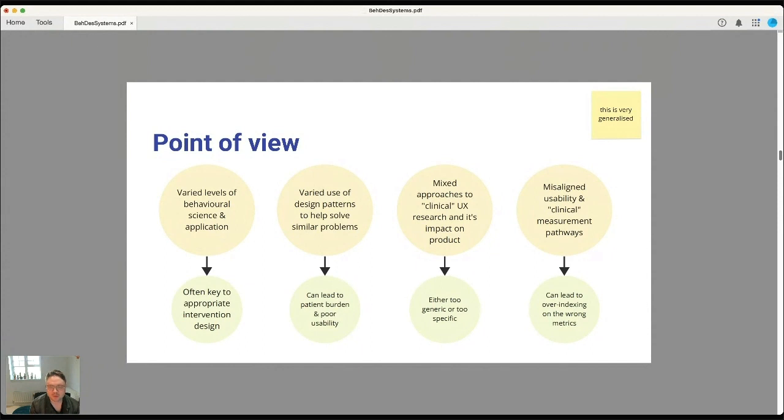And then the biggest one I see, and the hardest one probably, is this idea of misaligned usability and clinical measurement pathways. And this often leads to over-indexing on the wrong metrics. For example, if you're working on a regulated device or SaMD, you'll obviously have to have evidence to make claims. This is great, but is it at the expense of usability and all the stuff that goes with that? Or do you focus too much on the usability side of an app and miss the point clinically? Obviously, that depends on what space you're working in, but it's easy to over-index because of lack of knowledge and the complexities that exist.